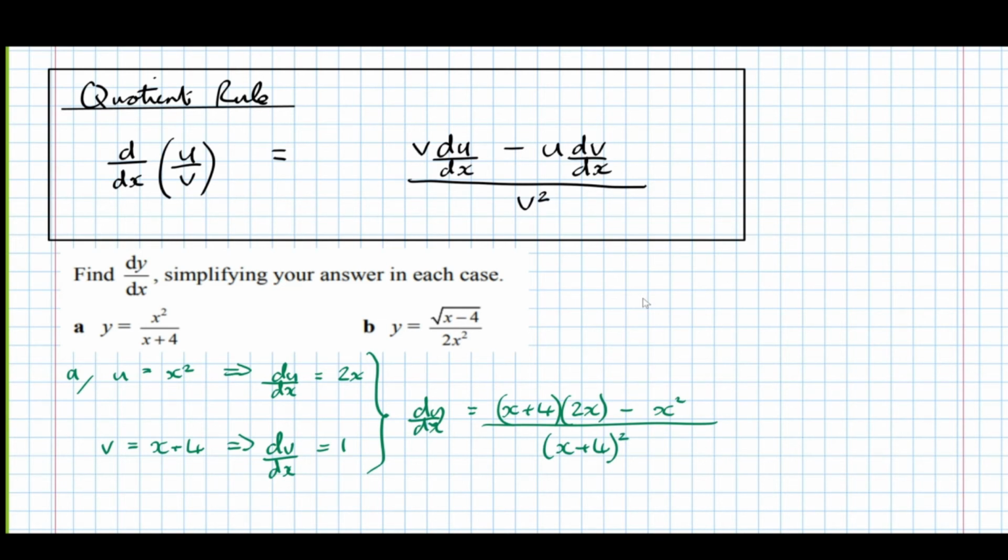So that's just to simplify as well. So gather up all the like terms. So the numerator becomes 2x squared plus 8x minus x squared over x plus 4 squared. And we shouldn't expand the bracket on the bottom. Factorized is simpler. So by multiplying out the x plus 4 squared, you'd be unsimplifying it and probably lose marks. Factorized is always better.